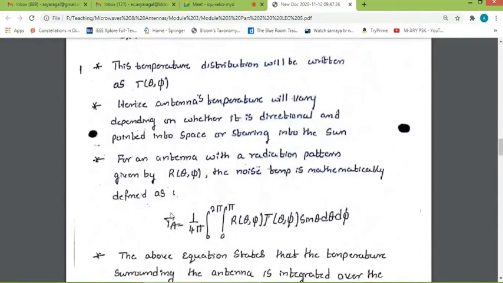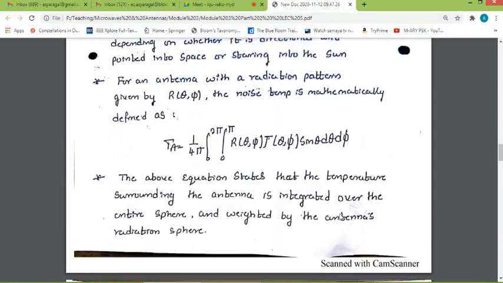Again, he has defined here, for an antenna with a radiation pattern, how exactly the antenna temperature can be taken into consideration. The radiation pattern is represented by R of theta comma phi, and the noise temperature is mathematically defined as T equals 1 divided by 4 pi, integral 0 to 2 pi, 0 to pi, R, that is the radiation pattern, times the brightness temperature, sin theta d theta d phi.